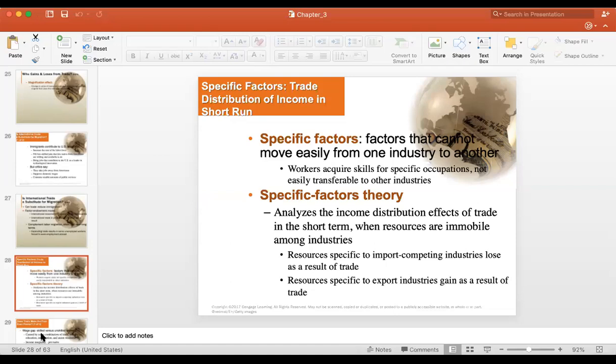So long run equilibrium is very different from short run equilibrium. And probably from your principles of macro, I'm sure that your professors were able to explain the differences between the two. But that's basically what it is.